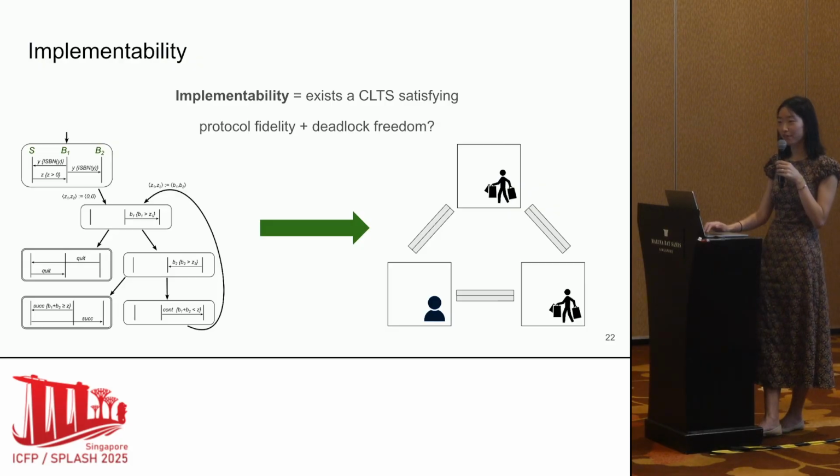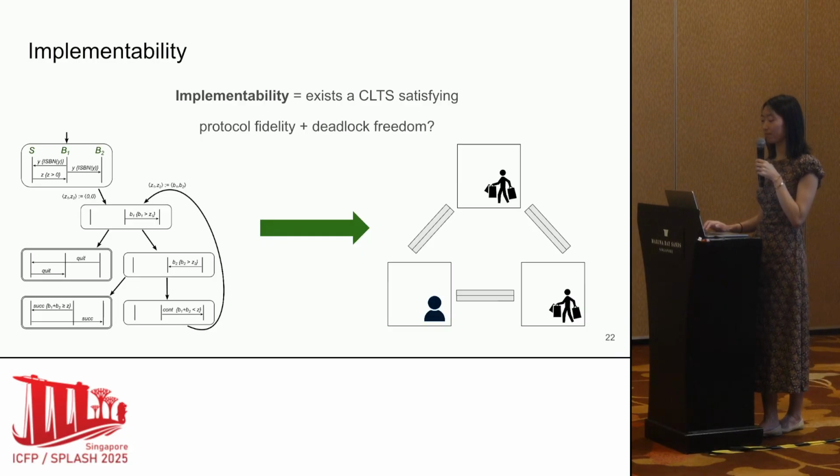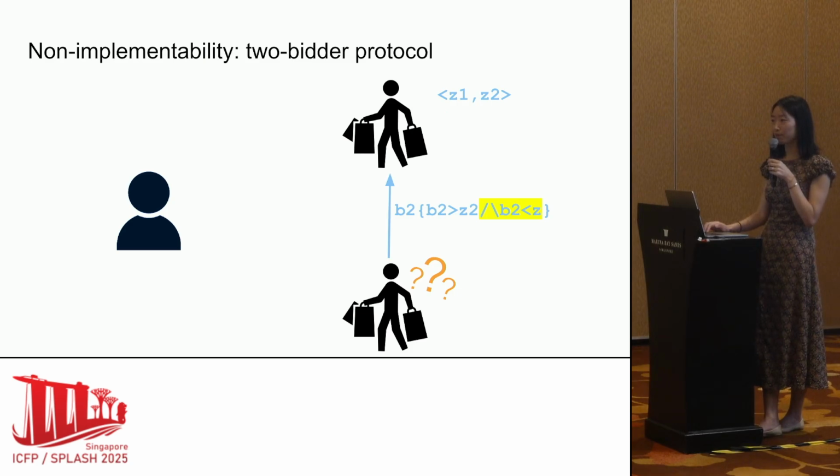So with this, we can define the implementability question as, given a global protocol, does there exist an implementation in the form of a CLTS such that the language of the global protocol is equal to the language recognized by the CLTS, and moreover, we require the CLTS to be deadlock-free.